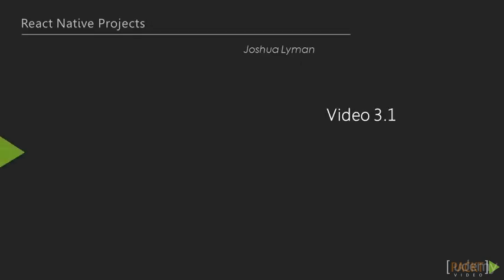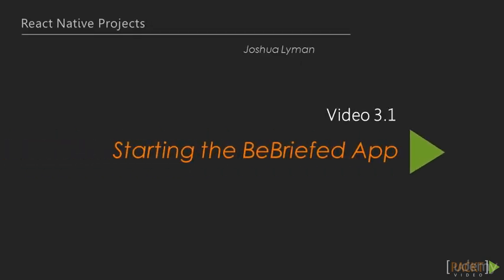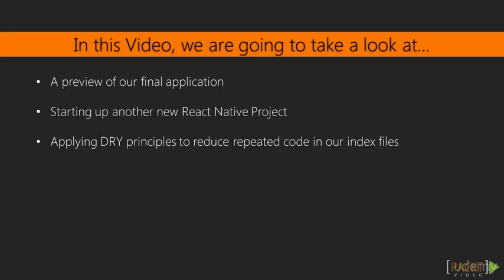Let's get started. Great. So in this video, we're going to be starting our new BeBriefed app. And to do that, we're going to start by looking at what the final application is going to turn out like. And we're going to start up another new project in React Native. We're also going to apply DRY programming principles to our project to reduce the amount of repeated code that we might have in our original index files.